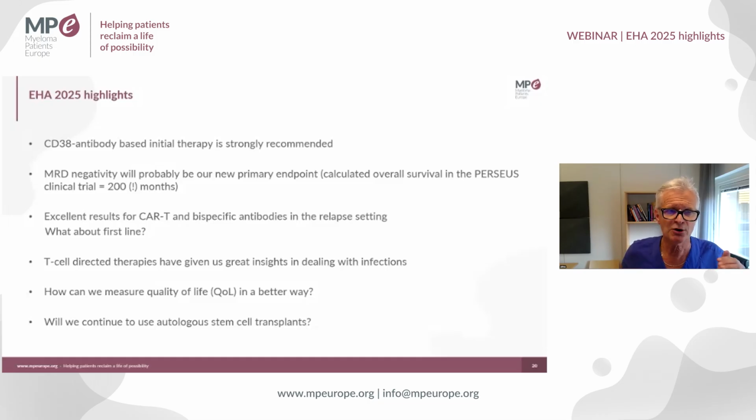And MRD negativity, still the EMA, the health authorities in Europe, have not accepted MRD as a primary endpoint in a study. But in this meeting, we heard about the Perseus trial, where you use a quadruplet first line, and the calculated overall survival is more than 200 months. That's excellent, but it also gives them a problem.